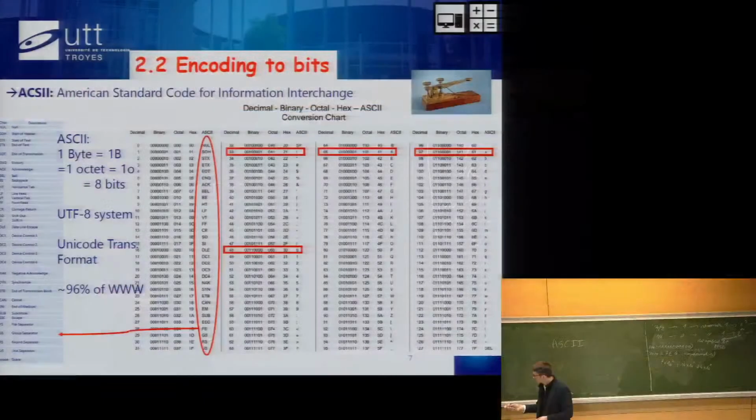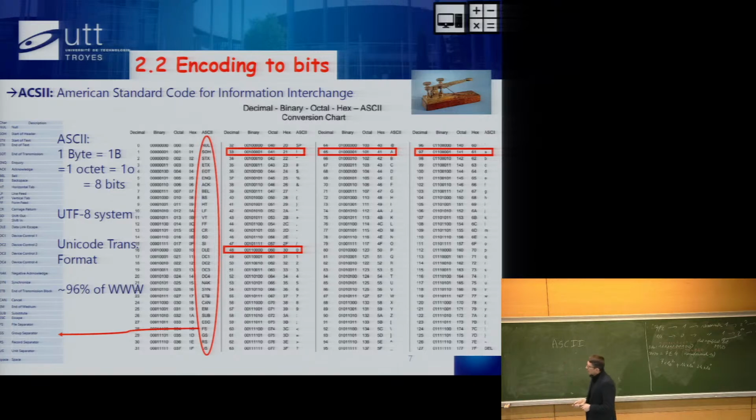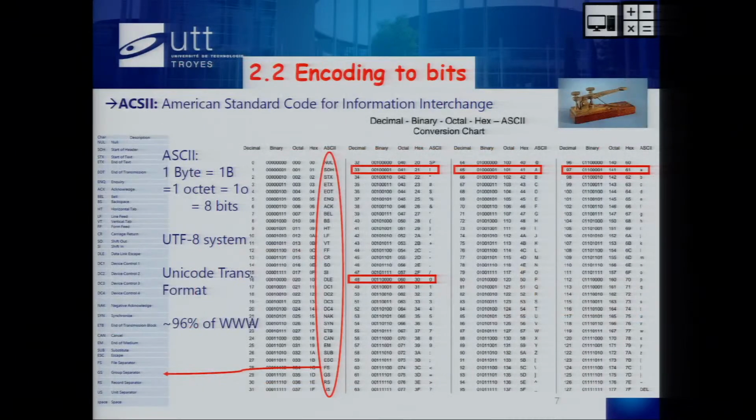And so this is the so-called Unicode Transformation Format, the UTF-8 system, which basically represents 96% or so of what's used on the web right now to encode information. So we're still pretty much down to using these encoding systems.